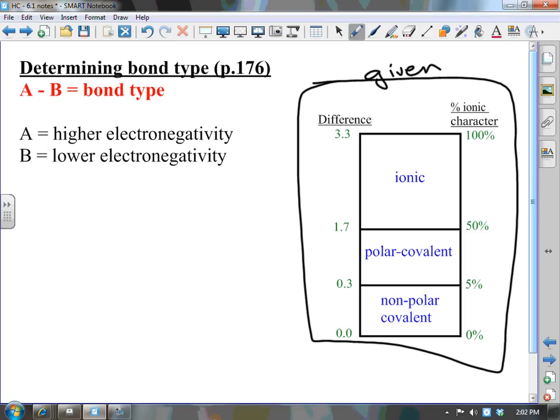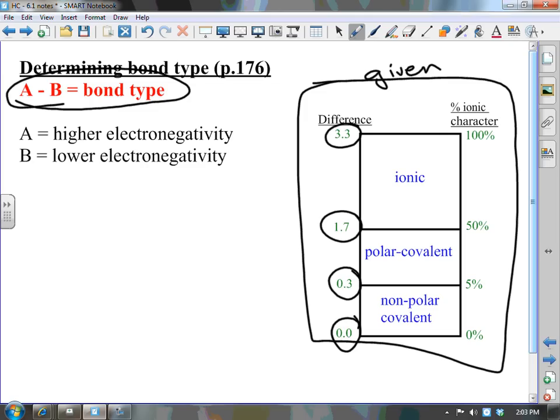The calculation: just subtract the two electronegativities. Look up the electronegativity for each element and subtract. We always subtract the higher minus the lower, so we always get a positive number. Once we have our answer, then we just look. Here's our range. If it's ionic, it's somewhere between 3.3 and 1.7. If it's polar covalent, it's somewhere between 1.7 and 0.3. And if it's nonpolar, it's between 0.3 and 0.